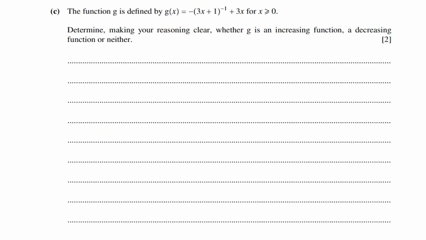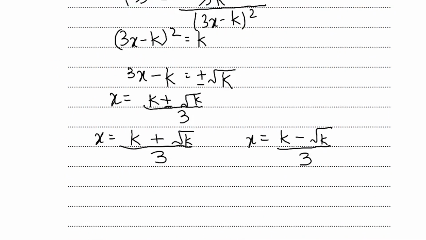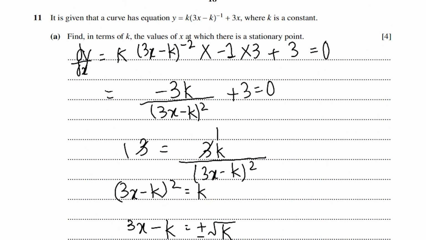In the third part, we have a function g, and we have to determine whether g is an increasing function, a decreasing function, or neither. If you look at this function, you can see that there is a resemblance between g(x) and the first part. Here, instead of k, we have minus 1. And instead of 3x minus k, we have 3x plus 1. This means that in the third part, we can use minus 1 as the value of k. We can also use this differential for g(x), minus 3k upon (3x minus k) raised to the power 2, plus 3, and we'll put minus 1 in place of k.